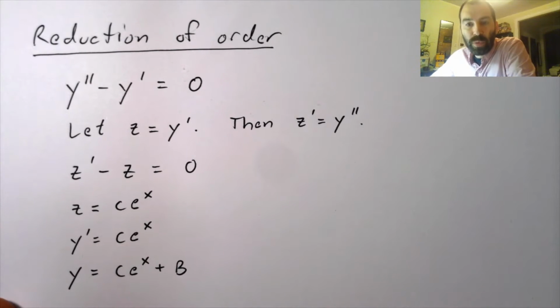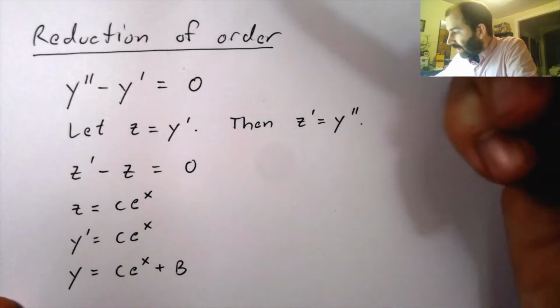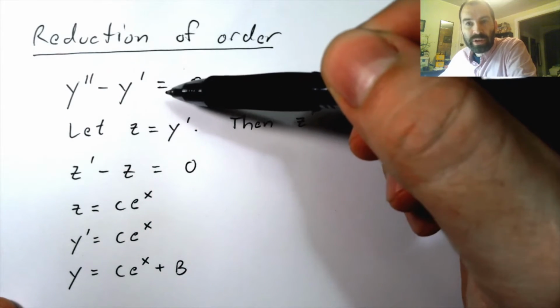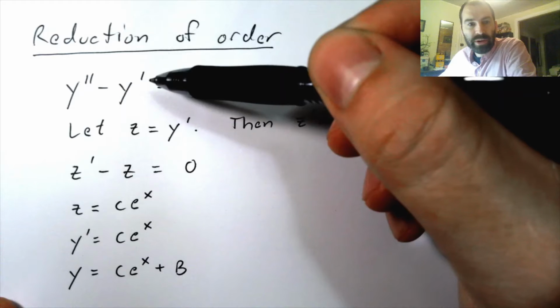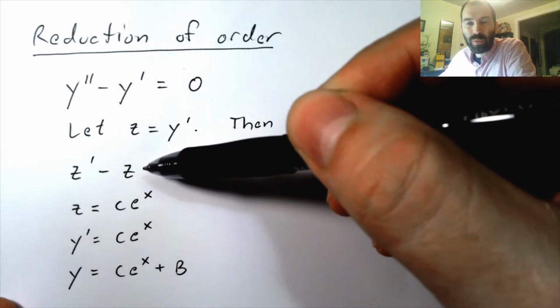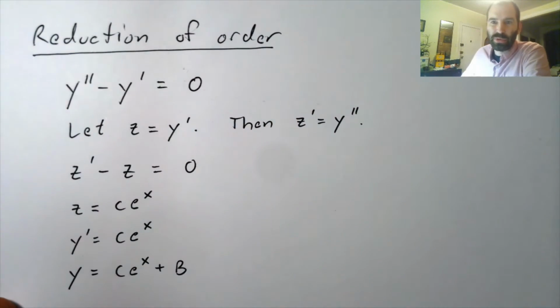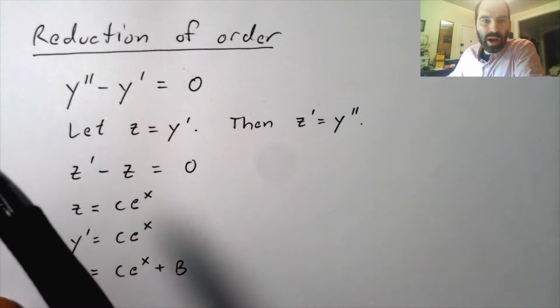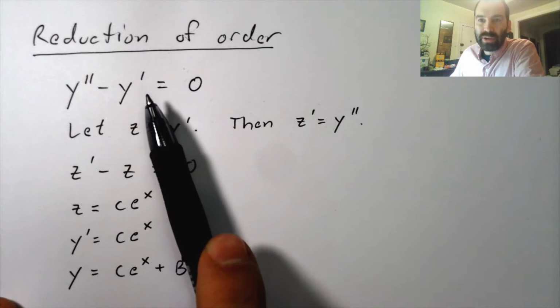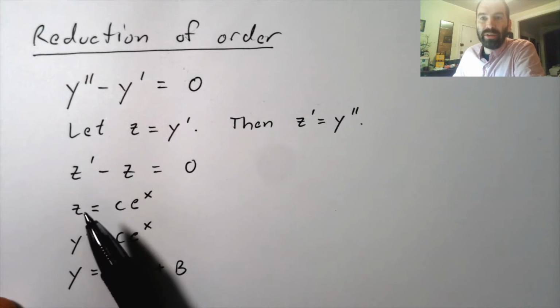Now, why did this work? Why were we able to reduce the order? Well, notice that it wouldn't have worked if we had a y up here, right? Because we wouldn't have been able to get rid of that y. It would have been stuck down here. Maybe you could write it with an integral symbol or something, but that's not going to be a useful equation for us. So it is because no y's appeared that we were able to reduce the order.